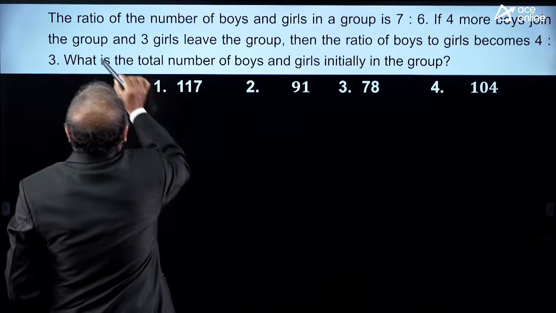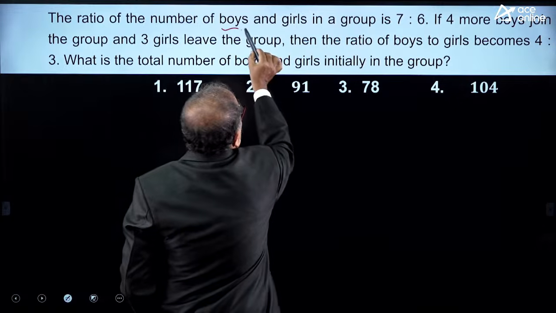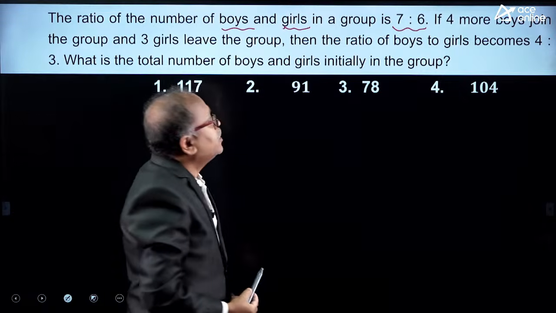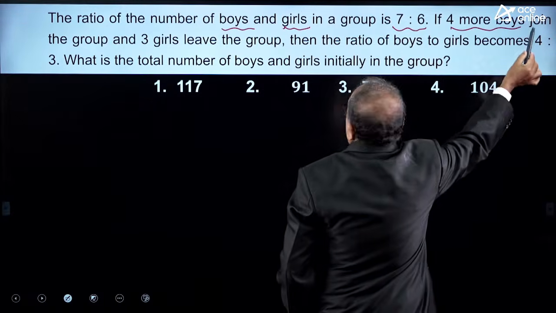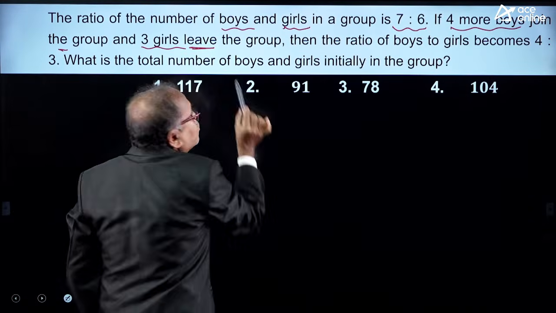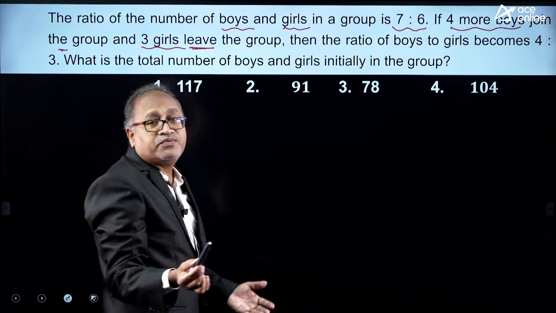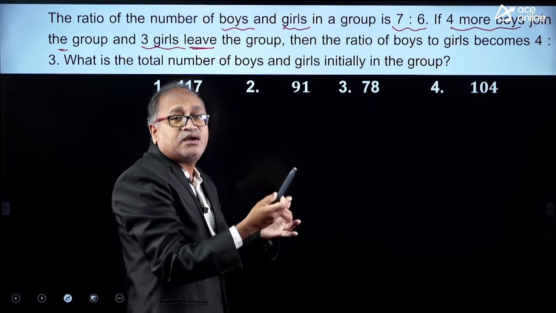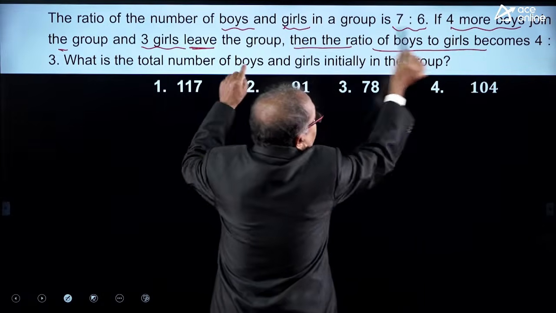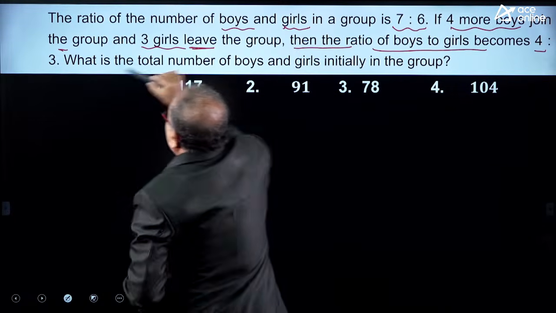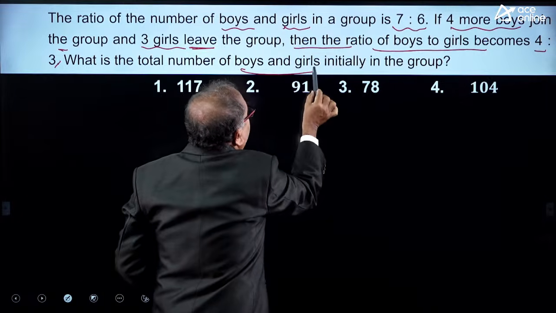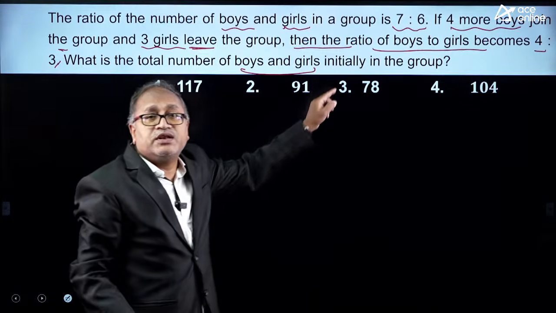Let's come to the question part. The ratio of the number of boys and girls is 7:6. Then 4 more boys join the group and 3 girls leave the group. You know this type of question comes in RRB, SSC, banking also. Then the ratio of boys and girls after these changes becomes 4:3. What is the total number of boys and girls initially?